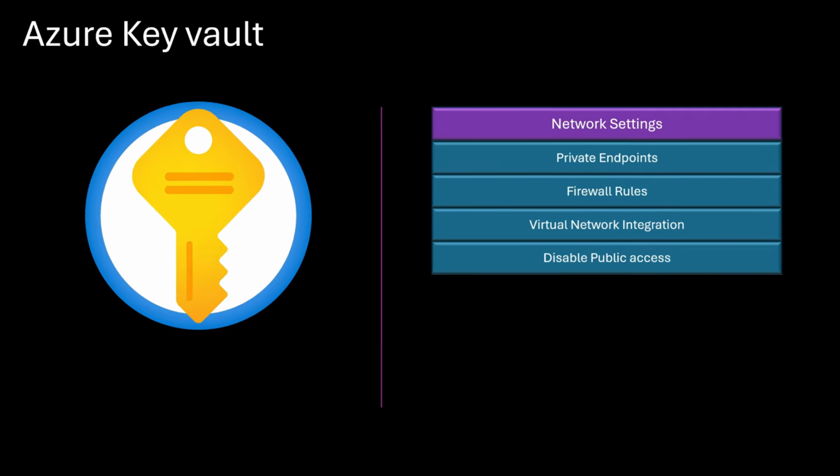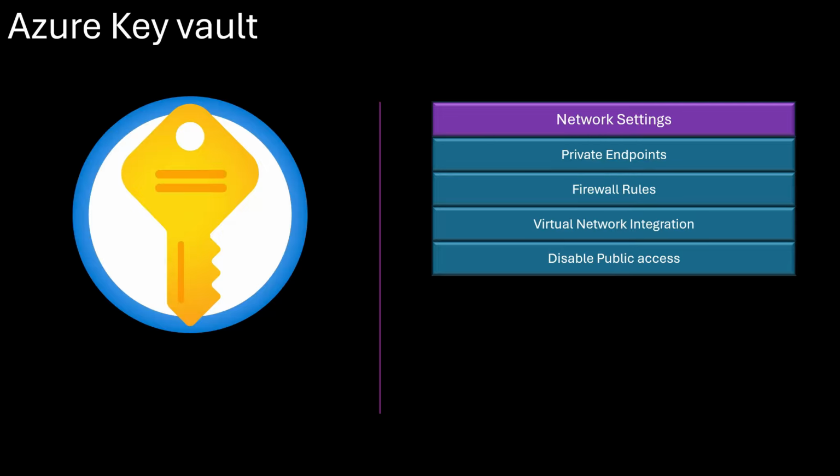exposure. By default, Azure Key Vault is publicly accessible, but you can restrict access using network security settings to enhance protection. Let's discuss how you can lock it down. You can integrate Key Vault with Azure Private Link, ensuring that only resources inside your private network can access it. This keeps your secrets and keys off the public internet.